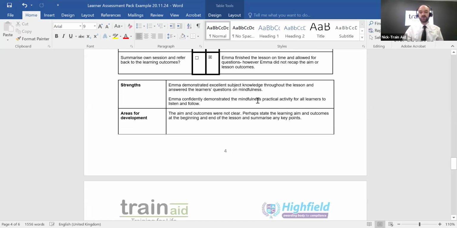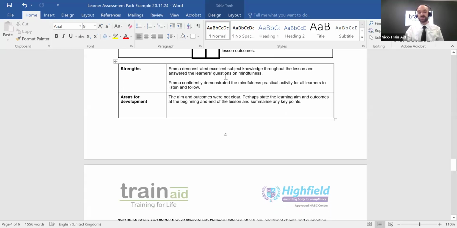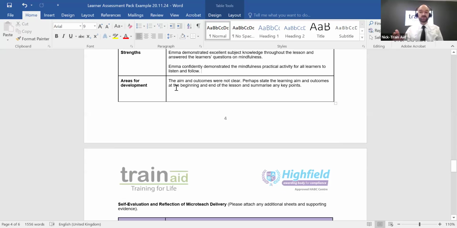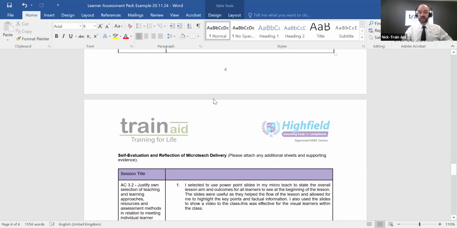So just in terms of the overall summary, I put, in terms of strengths, Emma demonstrated excellent subject knowledge throughout the lesson and answered the learners' questions on mindfulness. Emma confidently demonstrated the mindfulness practical activity for all learners to listen and to follow. So it's a clear pass overall. And in terms of an area for development, I would have liked to have seen Emma highlight the aim and the outcomes of the lesson as well. So that's just an area for development for Emma to take forward there.